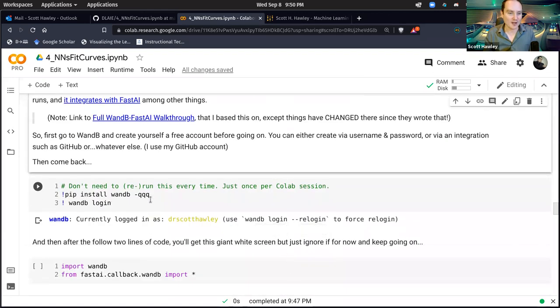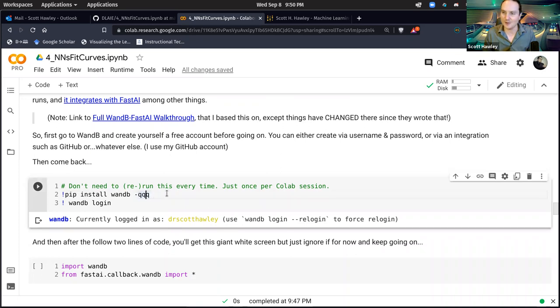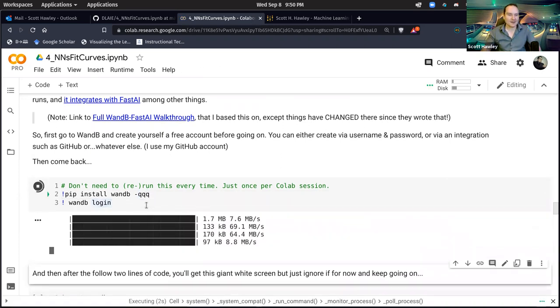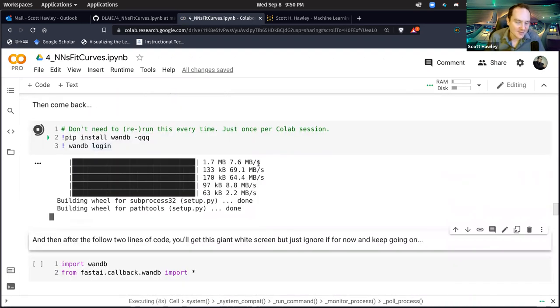And so as we go on, a couple things, we're going to pip install wandb. And previously I was using the pipe grep -v available. You can actually turn off lots and lots of messages from pip by this -qqq. So that's like quiet, quiet, quiet. And then we're going to do wandb login. So here we go. So it's installing various things.